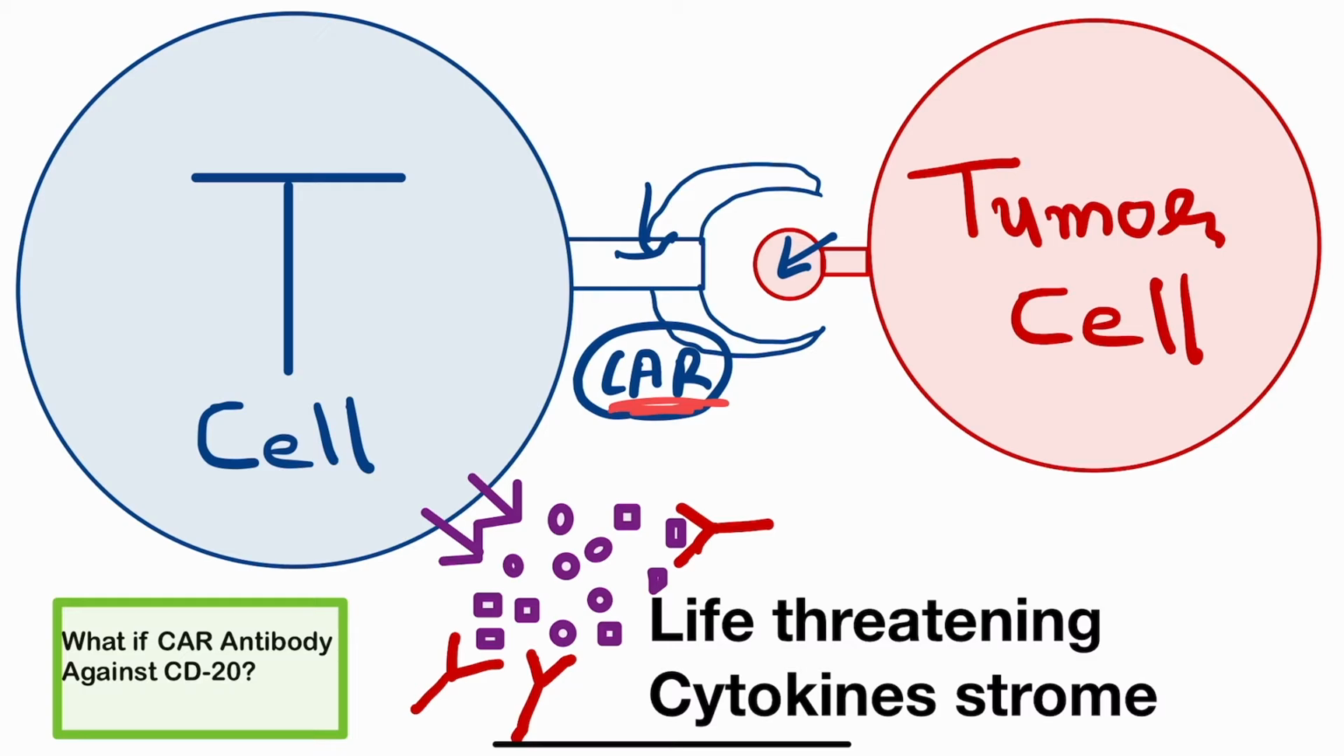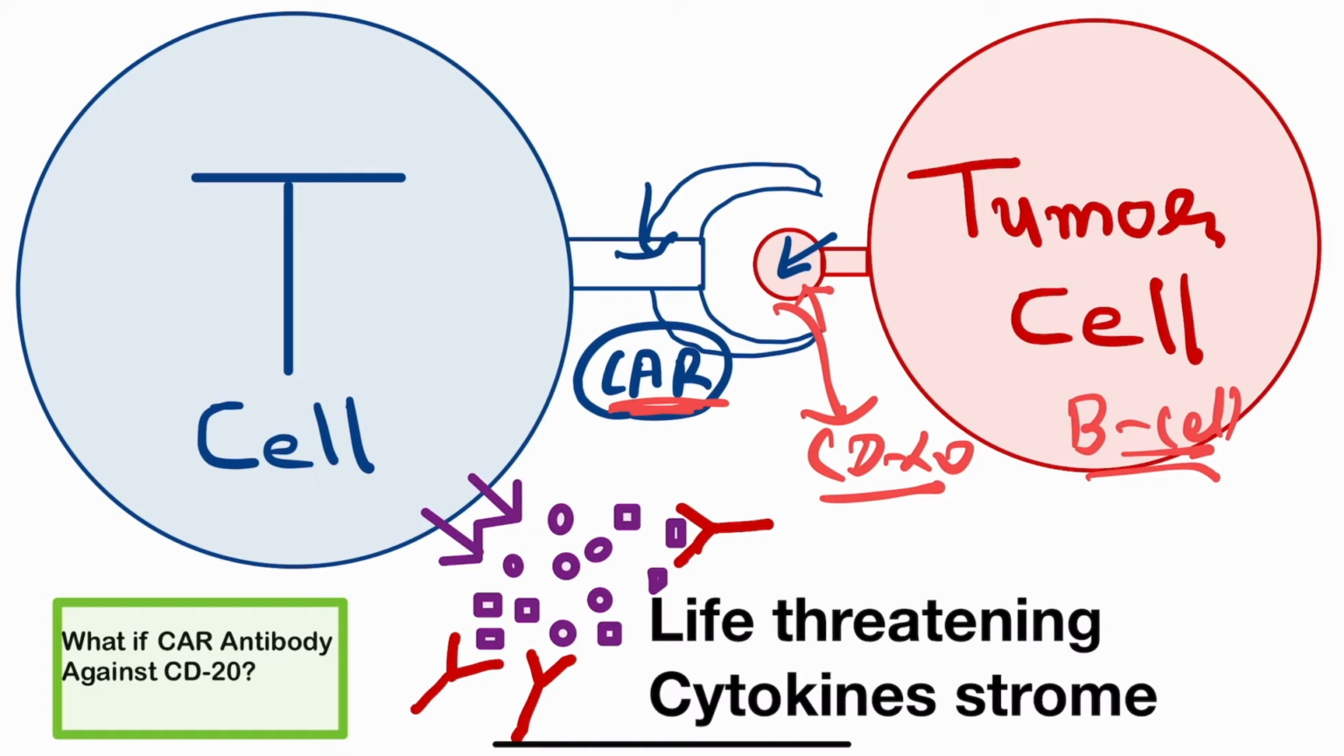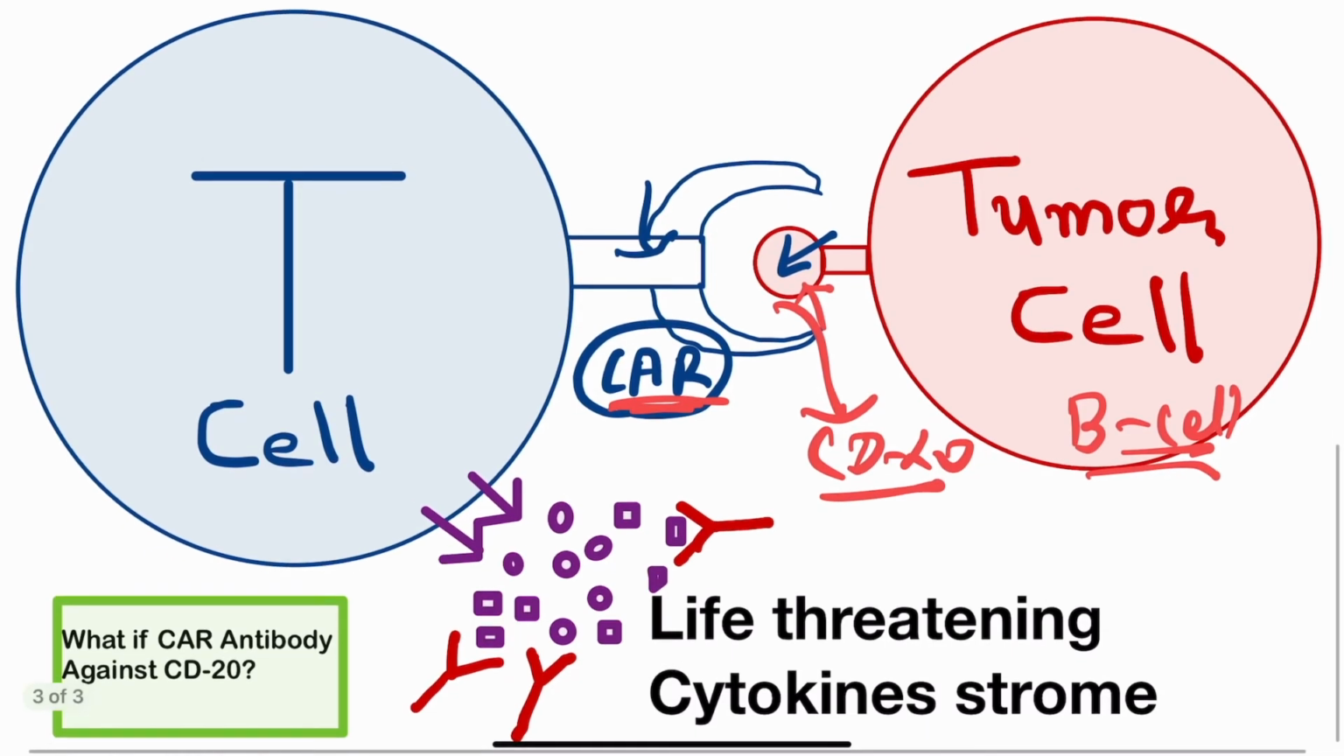The next concept we need to understand is, what if we make a chimeric antigen receptor against something else, like CD20? Suppose this is a B cell instead of the tumor cell. B cells express CD20 on their surface, and if we make a chimeric antigen receptor against CD20, it will destroy the B cell, and this therapy will work against B cell lymphoma. In the body, we can find hypogammaglobulinemia in that patient.